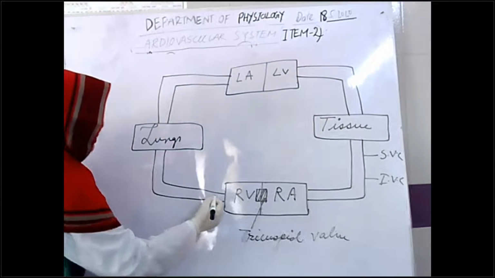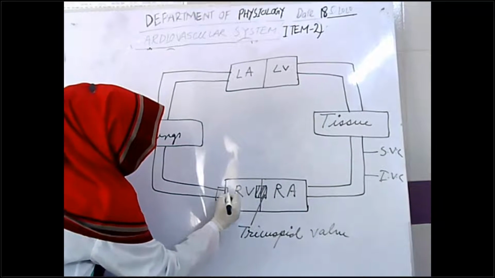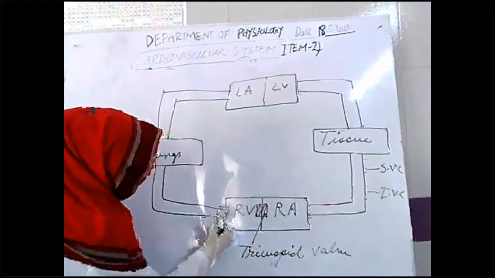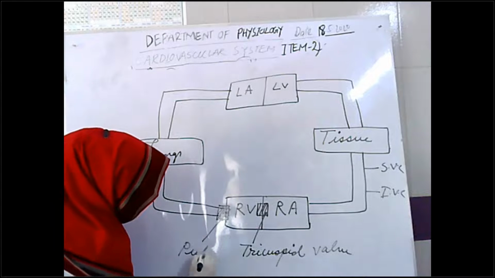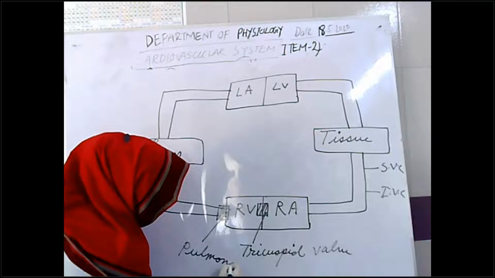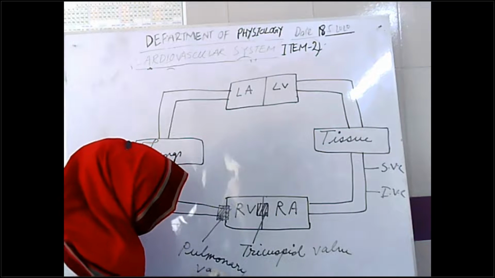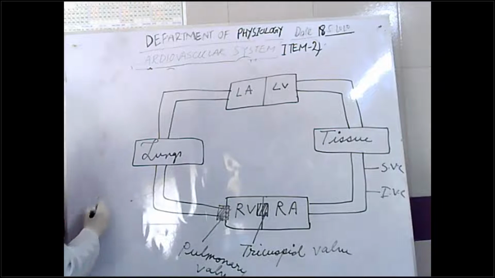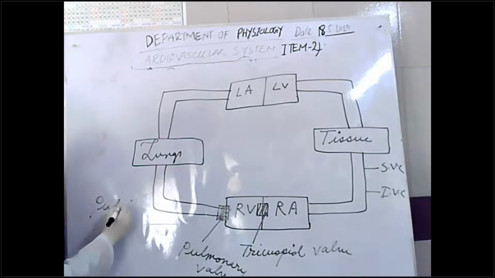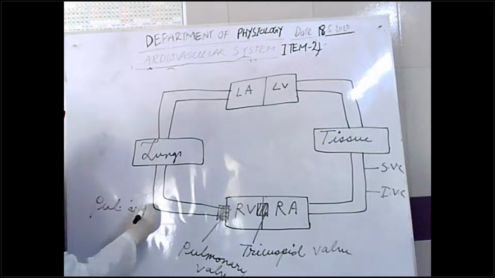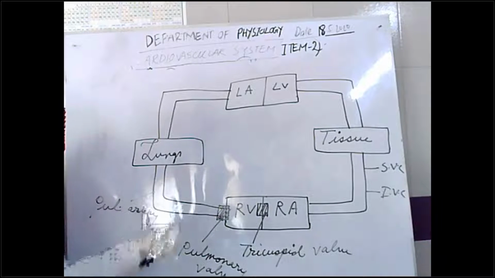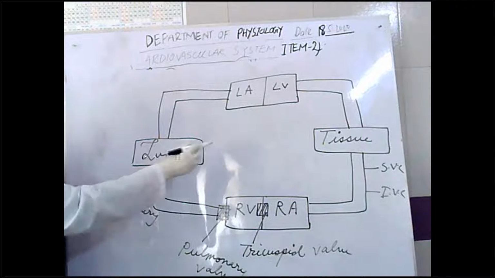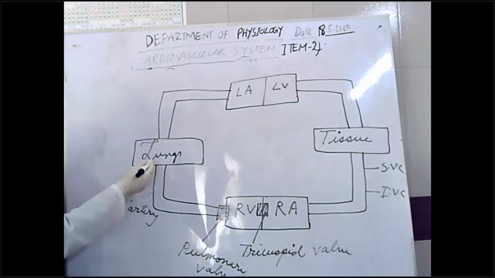Now, from right ventricle, blood comes through another valve. This is called pulmonary valve, or another name, semilunar valve. This is pulmonary artery. Now, blood comes into both sides of the lungs for oxygenation purpose.